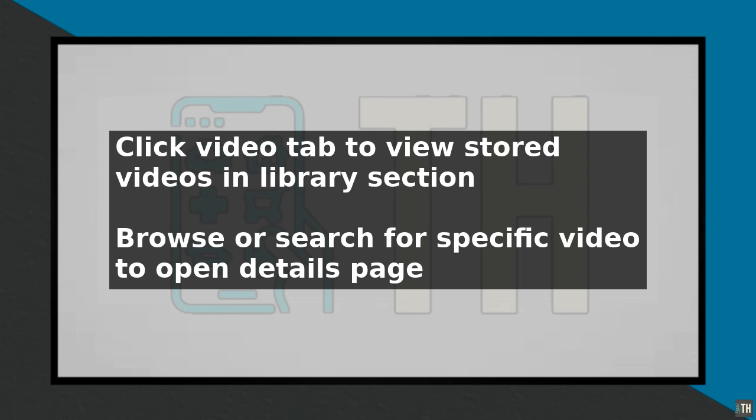On the Video Details page, you can find more information about the video, such as the description, duration, and file size. You can also see the video format and resolution, which is important to ensure it is compatible with your Oculus device. To watch the video, click on the play button.